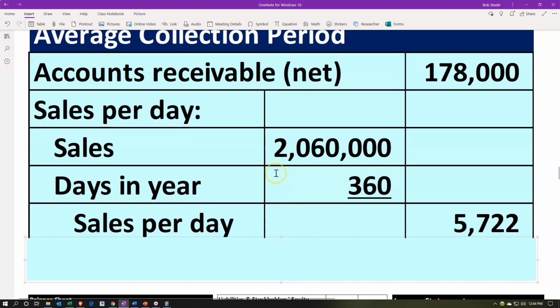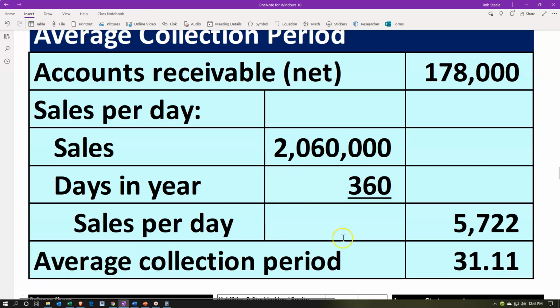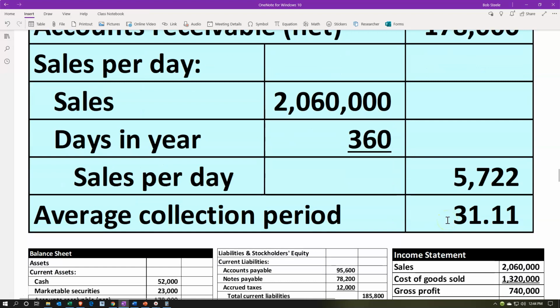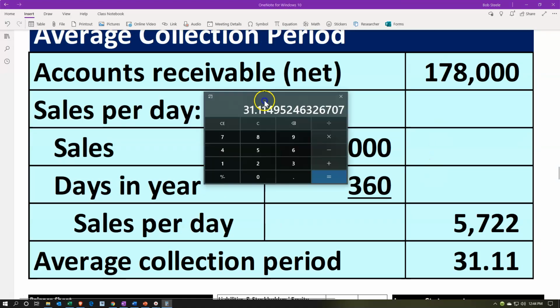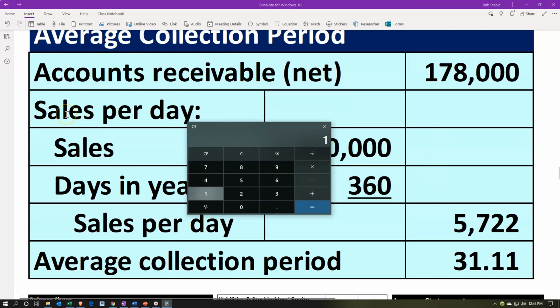So if we take this 2,060,000 divided by the 360, we would have an average sales per day of 5,722. That would be our average sales per day. Now, if we took our receivables divided by the average sales per day, we're going to take the 178,000 divided by the 5,722, and that's another way we can get to this 31.11.